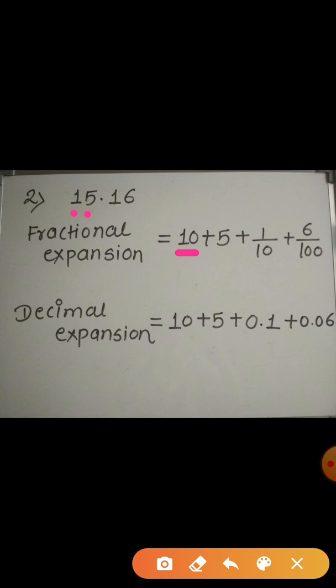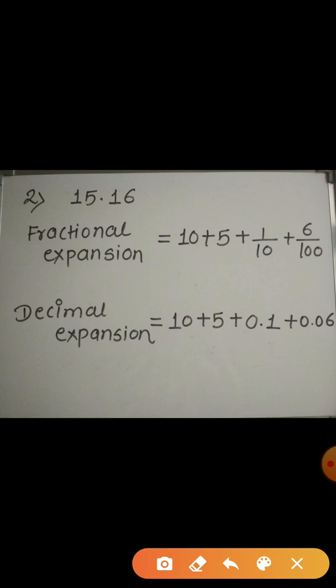Plus, the next digit is 5, which comes at the ones place. It's 5 ones, and 5 ones we can write as 5. Plus, the digit after the decimal point is 1, which comes at the tenth place. It's 1 tenth, and 1 tenth we can write as 1 upon 10 in the fraction form. The last digit is 6, which comes at the hundredth place. It's 6 hundredth, and we can write 6 upon 100 in the fraction form. Hence, the fractional expansion is 10 plus 5 plus 1 upon 10 plus 6 upon 100.